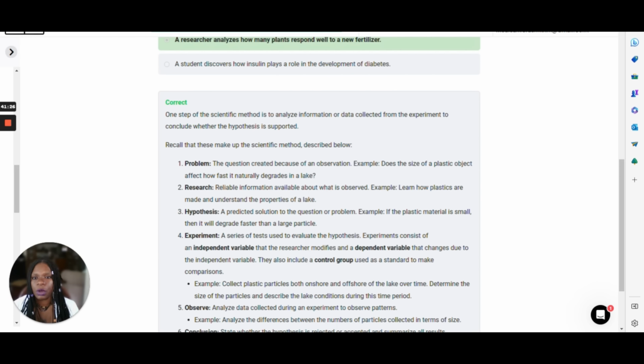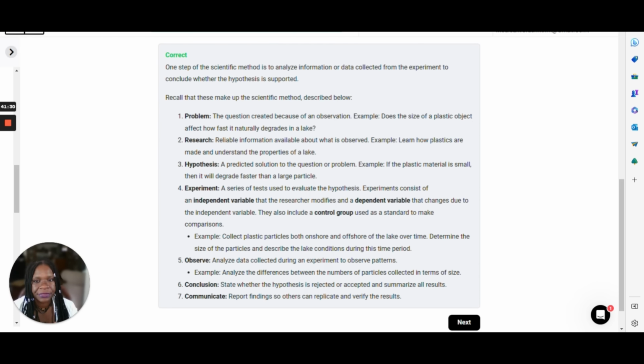Okay, so right here we have the entire scientific method, which begins with a problem, research, hypothesis, experiment, which is going to include an independent variable and a dependent variable. And they also can include a control group, which is the standard to which you're going to make your comparisons. You're going to observe and come to a conclusion, as well as communicate your findings to others, right? So that they can replicate and verify your results.